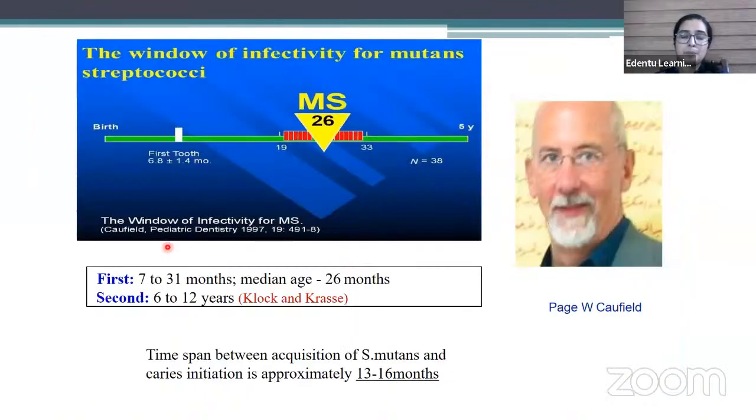Talking about the microflora, one point that you shouldn't miss for the examination is the window of infectivity for Streptococcus mutans. It is Caufield who studied the window of infectivity. The first window of infectivity is seen at a median age of around 26 months, and the range is 7 to 31 months. The second window of infectivity is where you will see increased susceptibility to caries in the age group of 6 to 12 years, when the permanent teeth are erupting. The time span between the acquisition of Streptococcus mutans and caries initiation is approximately 13 to 16 months. So just have an idea regarding the same.